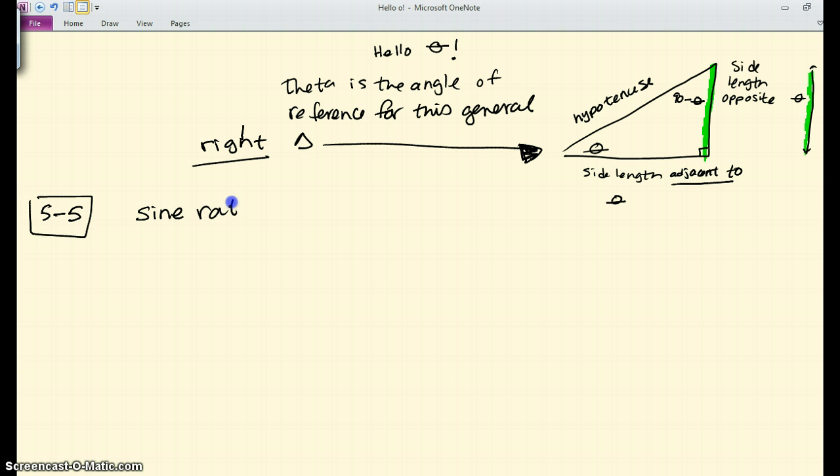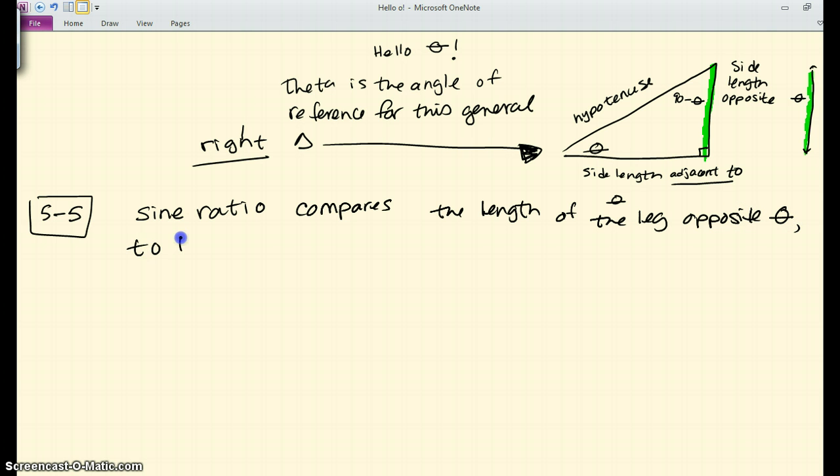The sine ratio, which is a comparison by division of one of the legs to the hypotenuse. The sine ratio compares the length of the leg opposite theta to the length of the hypotenuse of the triangle.